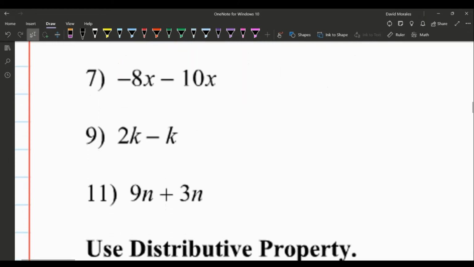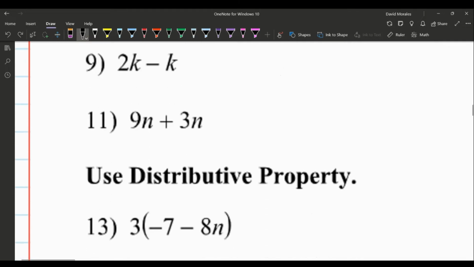On our next one, we have negative 8x minus 10x, right? That's actually the only things in there. So that's negative 18x. Keep in mind, we're not multiplying these numbers. We're adding and subtracting these numbers. So don't fall into the negative times negative gives me positive. Don't fall into that. That only applies when we're multiplying these numbers. Okay?